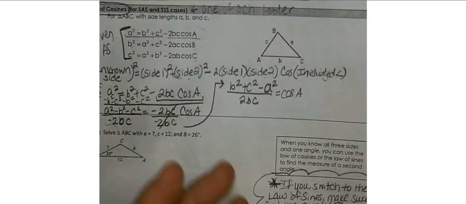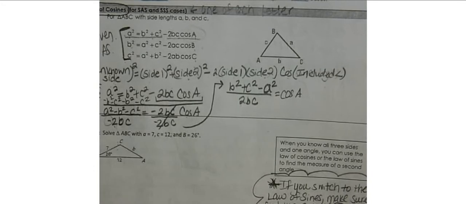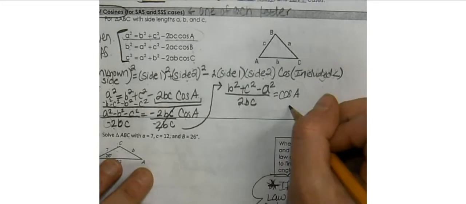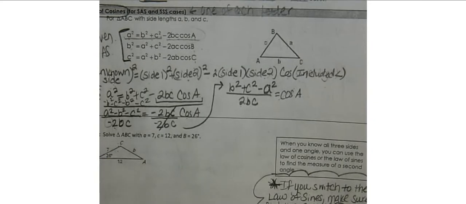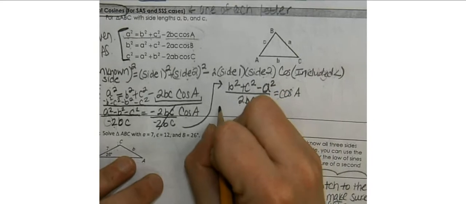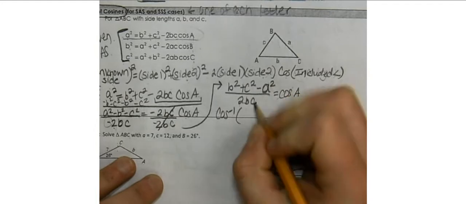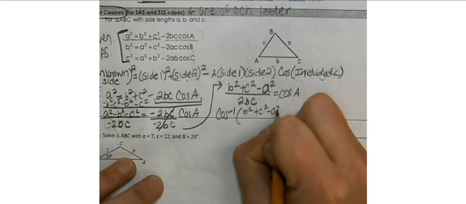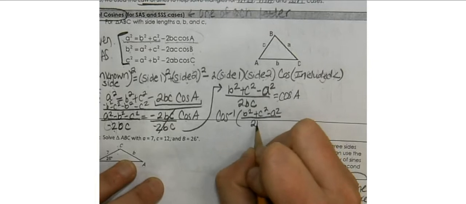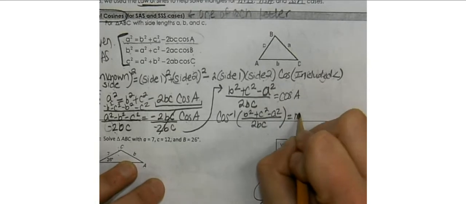So now how do you get cosine alone? Or how do you get the measure of angle A alone? Well, the way to get rid of cosine is with cosine inverse. So I'm going to take the inverse of each side, and that would mean that the cosine would be detached from angle A, leaving us with the cosine inverse of b squared plus c squared minus a squared divided by 2bc is equal to the measure of angle A. Now this formula works for all of the other letters as well.